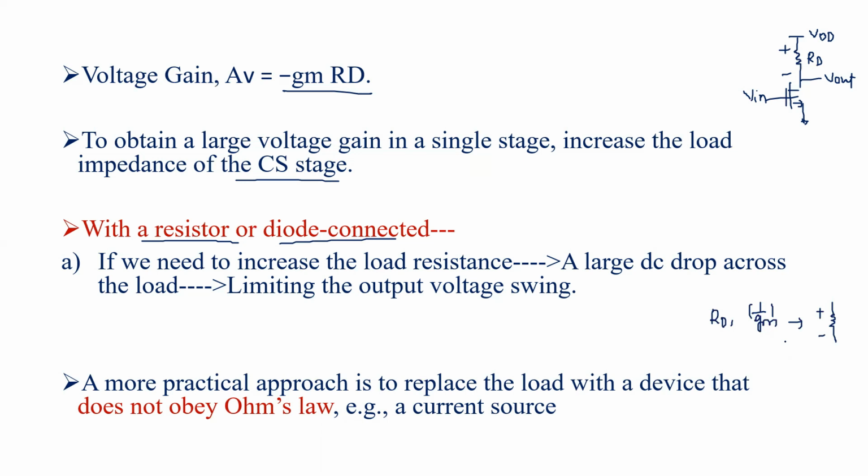So the more practical approach is to replace the load with a device that does not obey Ohm's law. So the meaning of this line here is that we will not get a voltage drop across this device if it is not following Ohm's law. That can be done with the current source, because the current source, instead of this RD, does not follow Ohm's law. And if it does not follow Ohm's law, then the problem is solved.